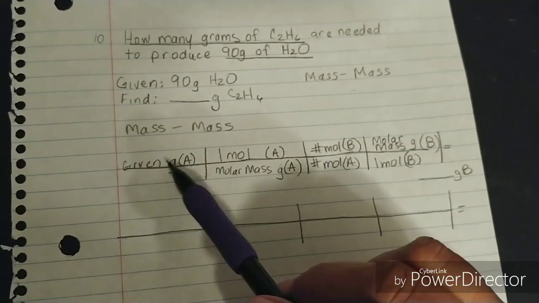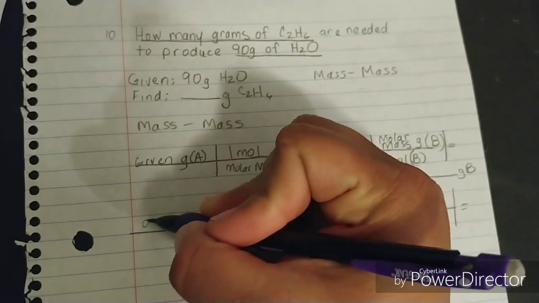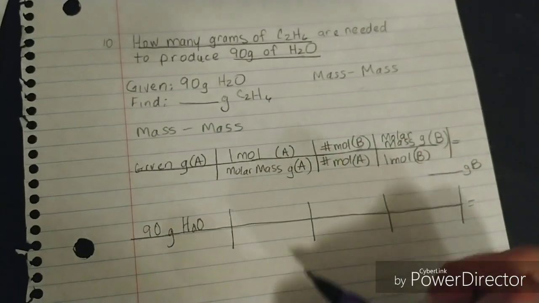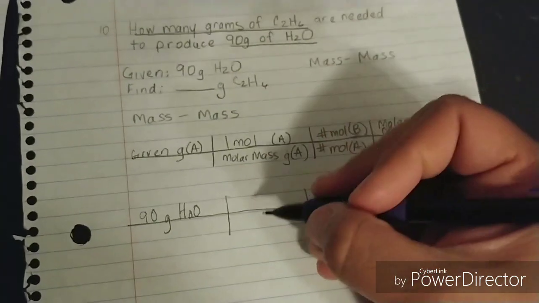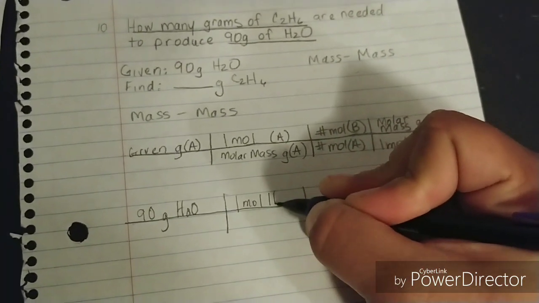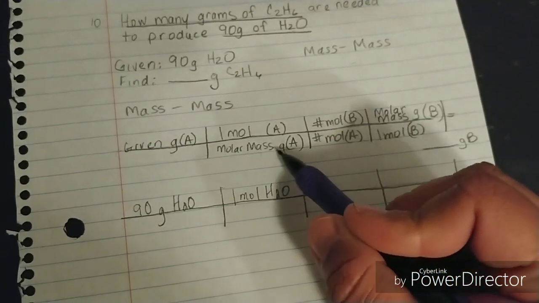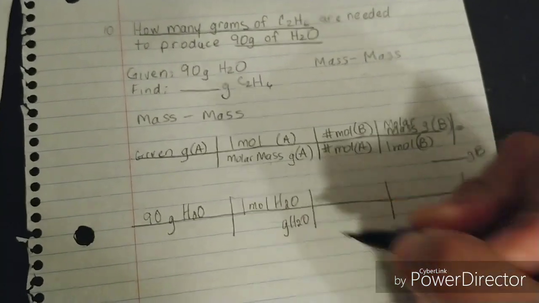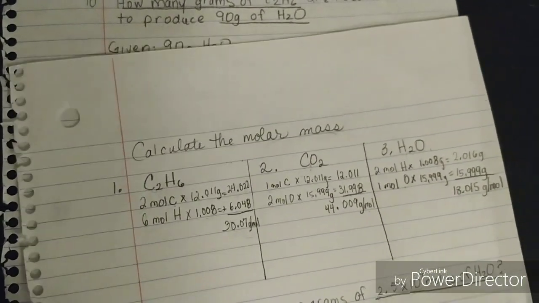So it says to put the given grams of A. A is H2O in this problem. So it's going to be 90 grams of H2O. Okay, and then in the next step, it tells us to put 1 mole of A. A is H2O. So 1 mole of H2O. On the bottom step, it tells us to put the molar mass in grams of A. So it's going to be grams of H2O. And we've already done the molar mass of H2O. We did it here earlier, and it's 18.015.